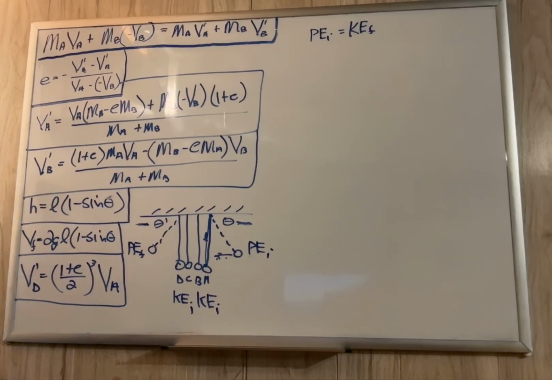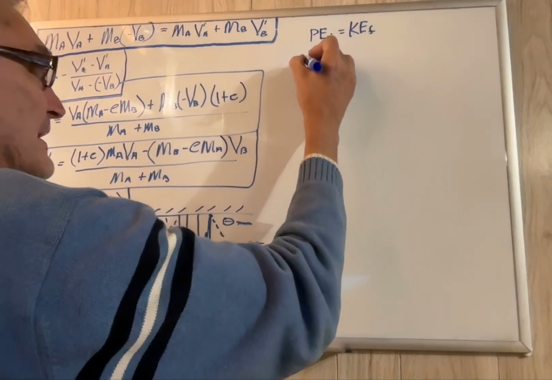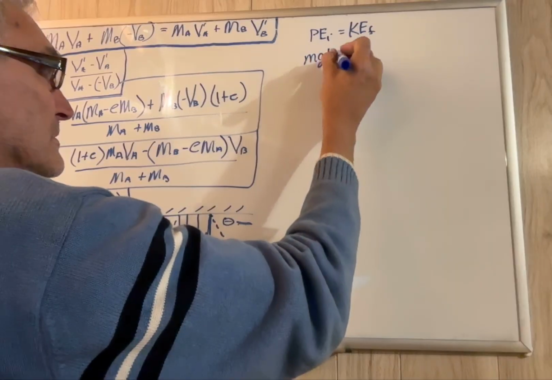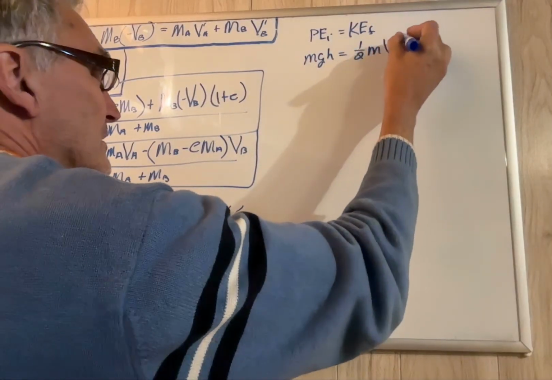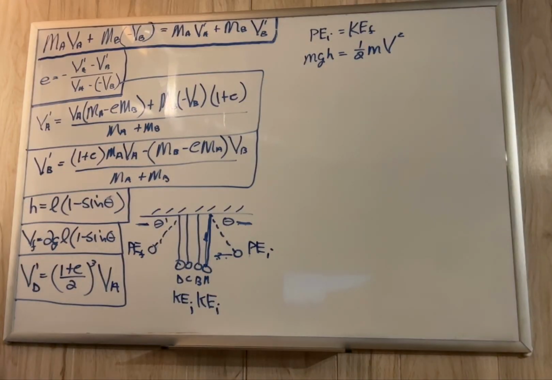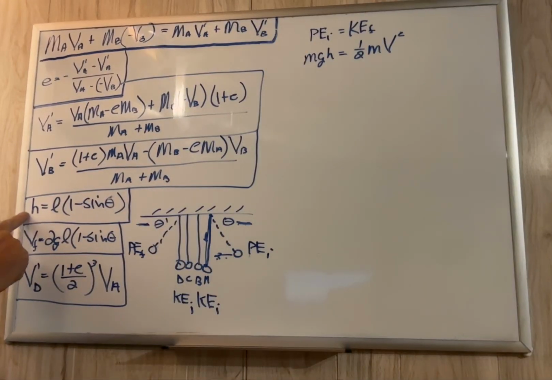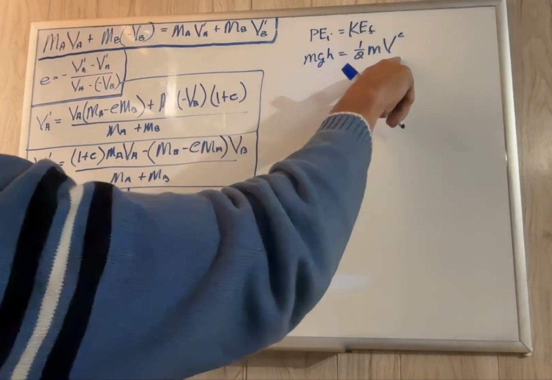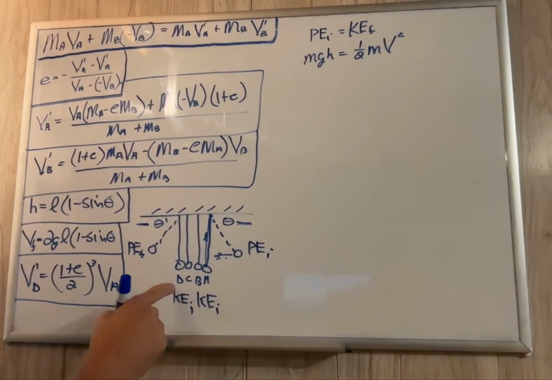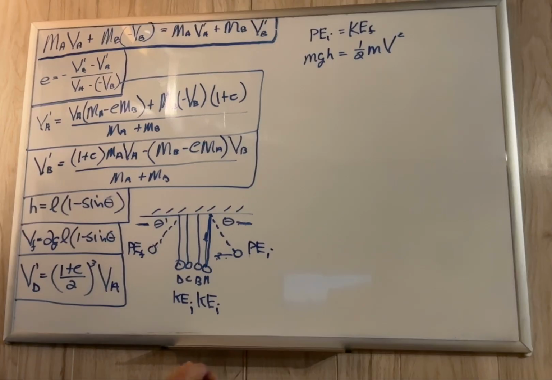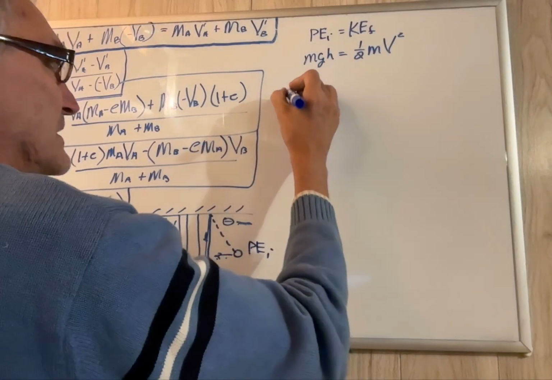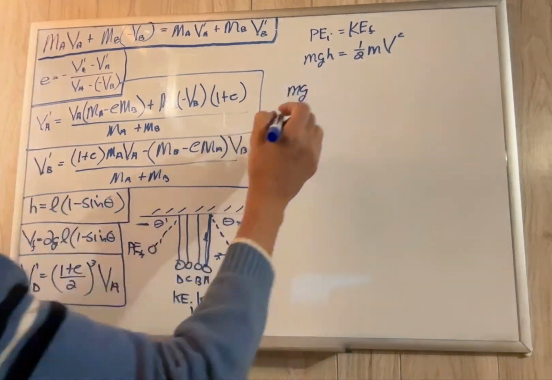So how does that work? So we would say potential energy is what? mgh is equal to 1/2 mv squared. Well, here's h. We kind of know h. But what velocity are we talking about? Well, we're talking about the velocity of what? Velocity initial D. All right, so let's say we got mg. H is this thing right here.